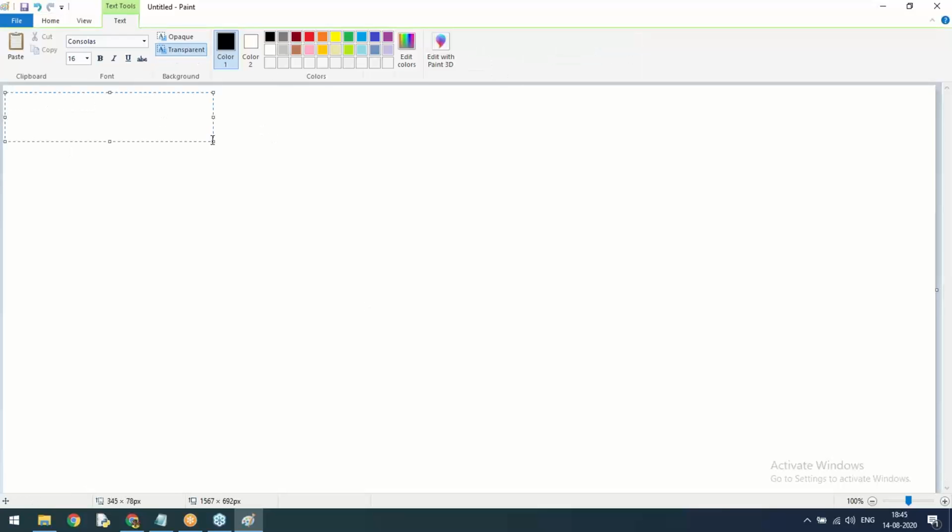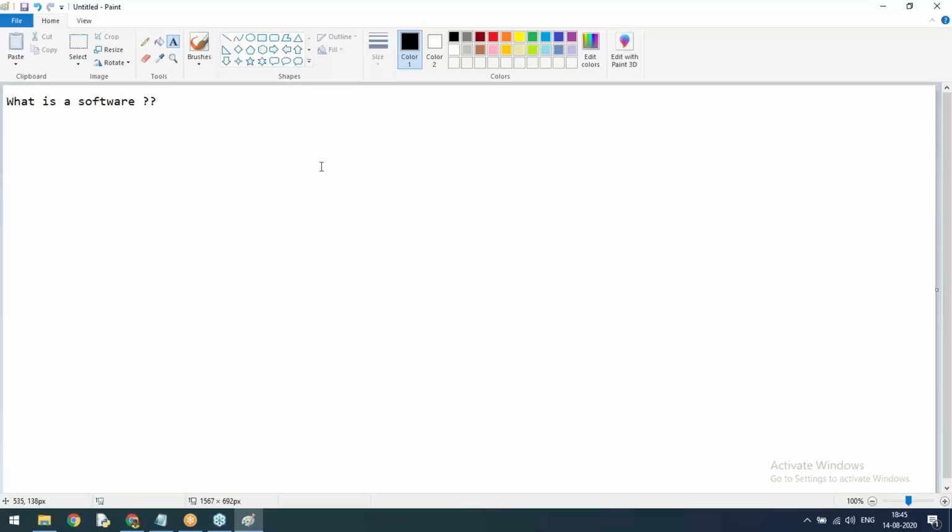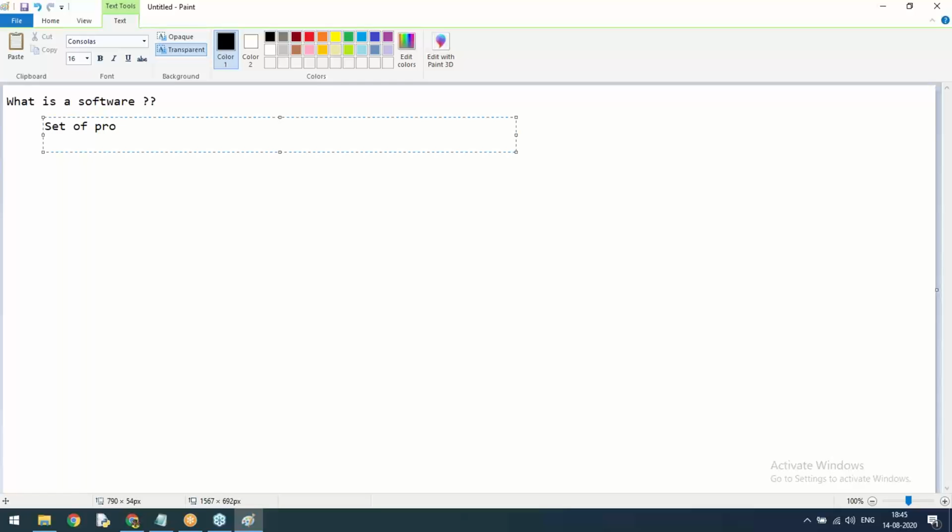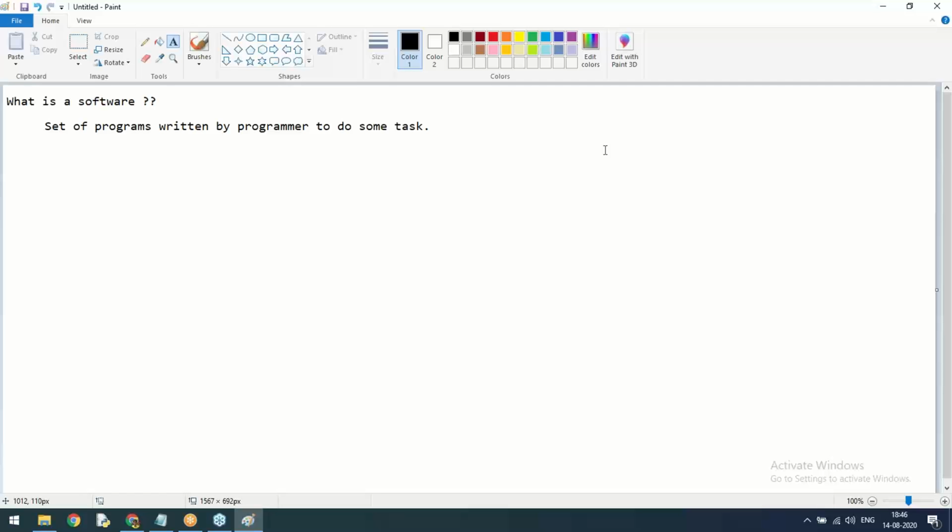Let us first tell me, what is a software? We all use software in mobiles, in laptops, in desktops, in our day-to-day life. We are using a lot of software nowadays. Now tell me, what is a software? The typical definition, which all of us know, is that software is nothing but a set of programs written by the programmer to do some job or some task.